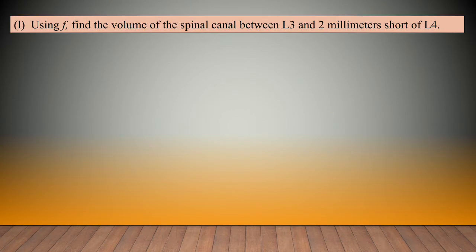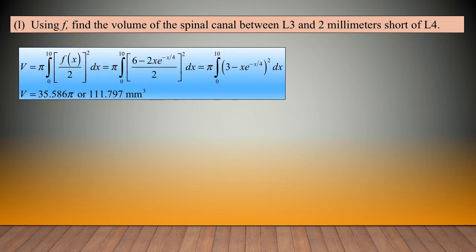L reads, using f, find the volume of the spinal canal between L3 and 2 millimeters short of L4. As we saw in part F, this is a volume of rotation problem where the radius is the function divided by 2. So V will equal pi integral from 0 to 10 of f of x over 2 quantity squared dx via the disk method.